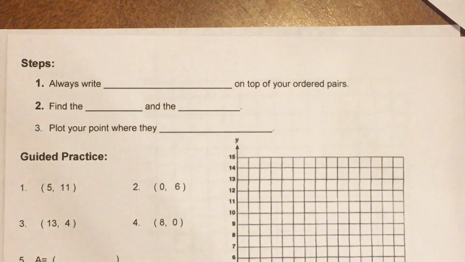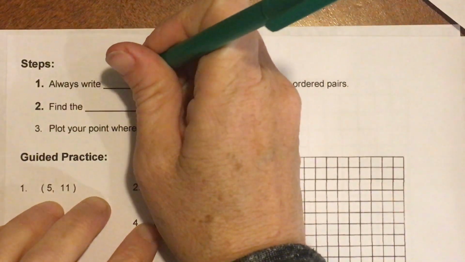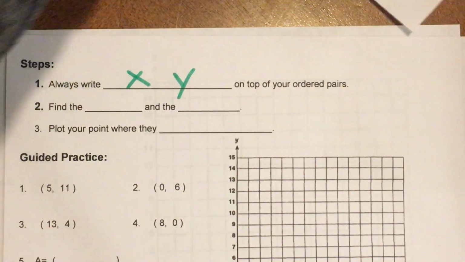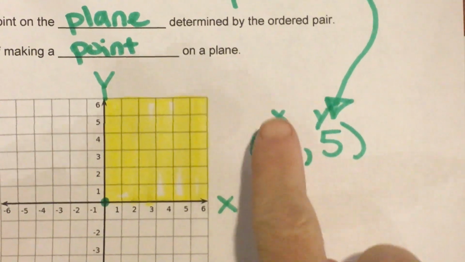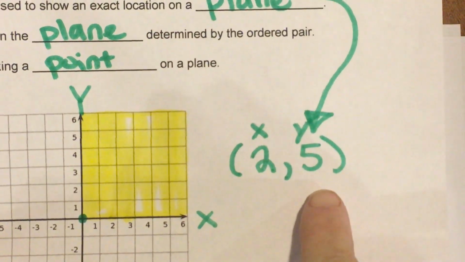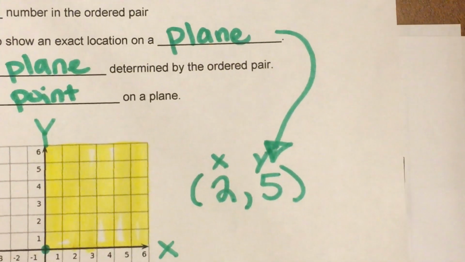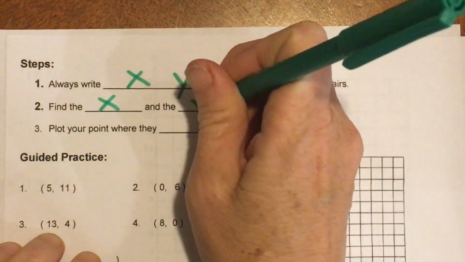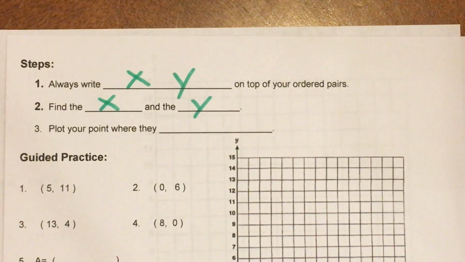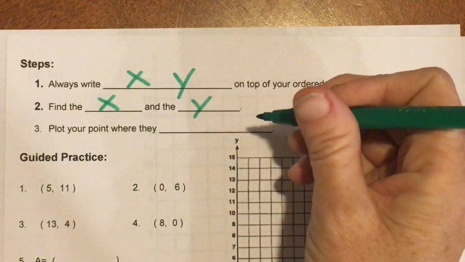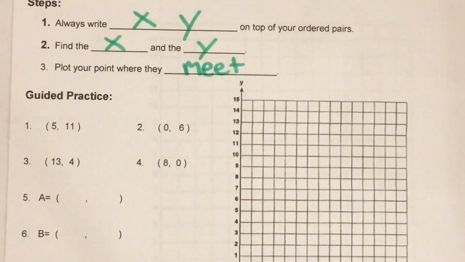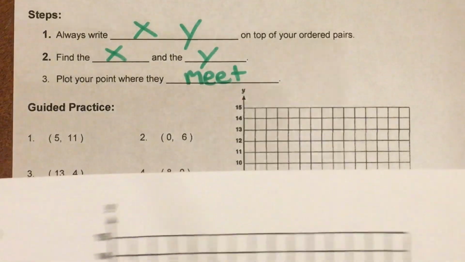Our first step is we're always going to write X, Y on top of your ordered pairs. Just like here, when I made an ordered pair, I put an X on top of the first one and a Y on top of the second one. That's a step we're always going to do. Our next step is we're going to actually find the X and the Y. And then you're going to plot your point where they meet. So what does that actually look like? I apologize again, I skipped that.